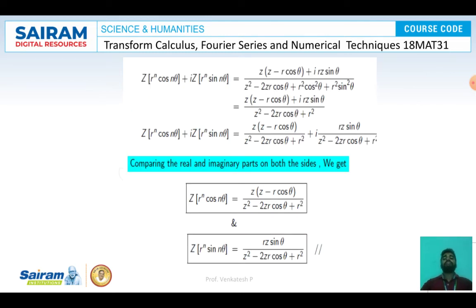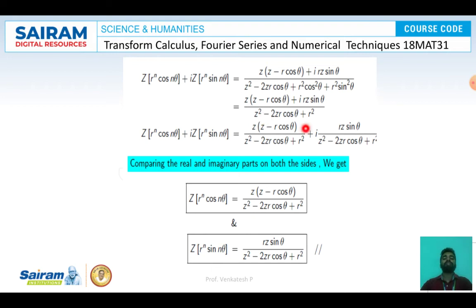So now finally we got an equation like Z transform of r^n cos n theta plus i into Z transform of r^n sin n theta will be equal to z into z minus r cos theta plus i into r z sin theta divided by z square minus 2z r cos theta plus r square cos square theta plus r square sin square theta. So this will be equal to z into z minus r cos theta plus i into r z sin theta divided by z square minus 2z r cos theta plus r square.